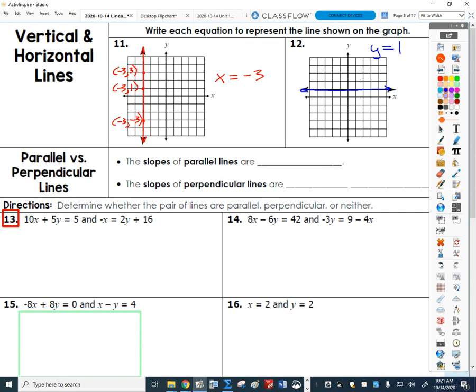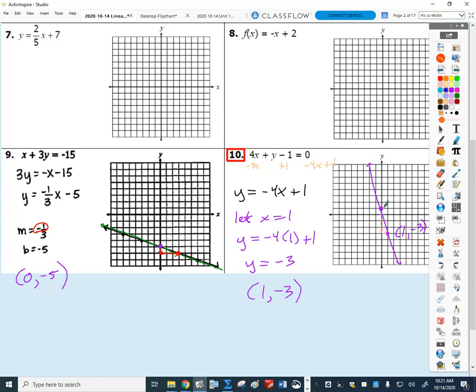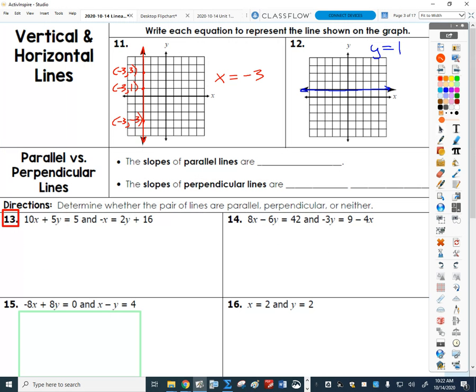Well, if they're parallel, they could. Let's go back to the previous page. So I graphed this line right here, this purple line, or how about this green line that had a slope of negative 1/3 and a y-intercept of negative 5. If I were to graph a parallel line up here somewhere, what could you tell me about their slopes? They'd be the same, wouldn't they? Good. Okay, so parallel lines always have equal slopes. That's a pretty easy one to remember, right? Because obviously they have to rise and run by the same amount if their lines are going to stay the same distance apart.